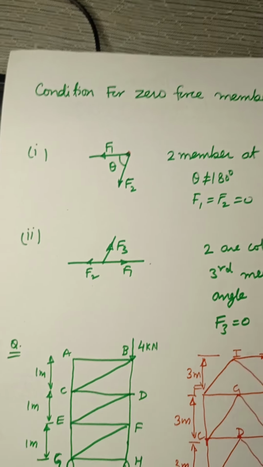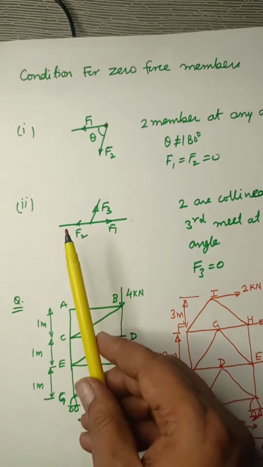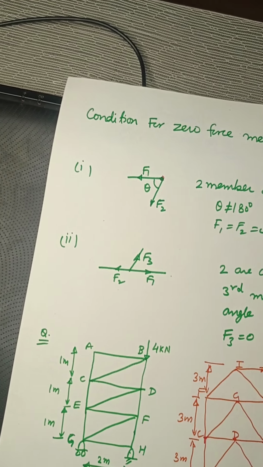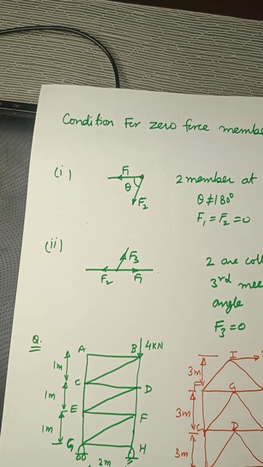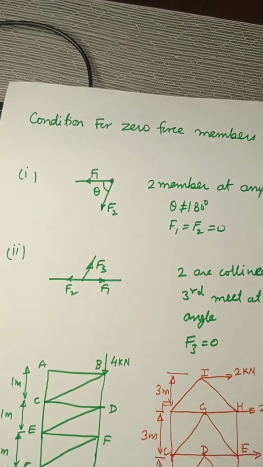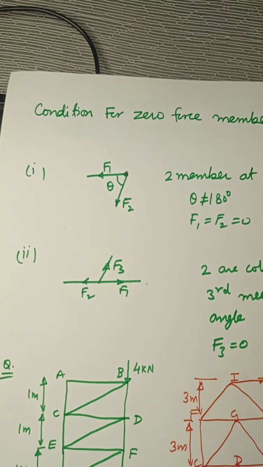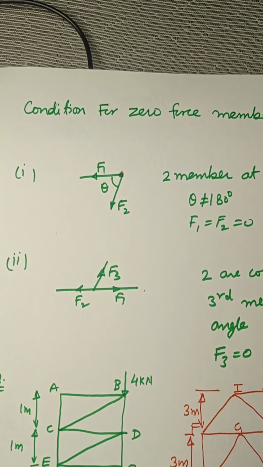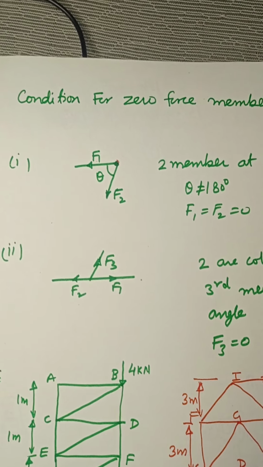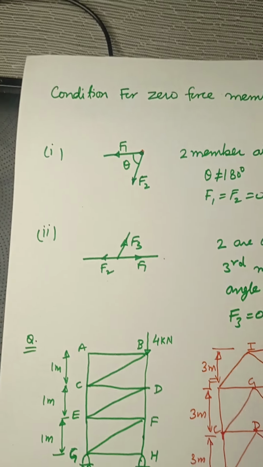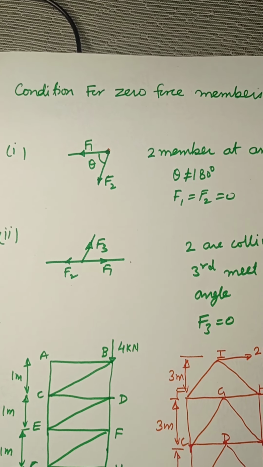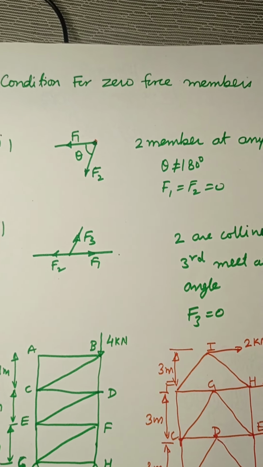The second condition is if there are three members meeting at a joint, it can be member or force. That means there can be two members and one external force or whatsoever. In all, there are three forces meeting at a joint. Because we assume every member is also carrying a force, it can be an external force or a member. So if three are meeting at a joint and two of them are collinear, then the third force is going to be zero.